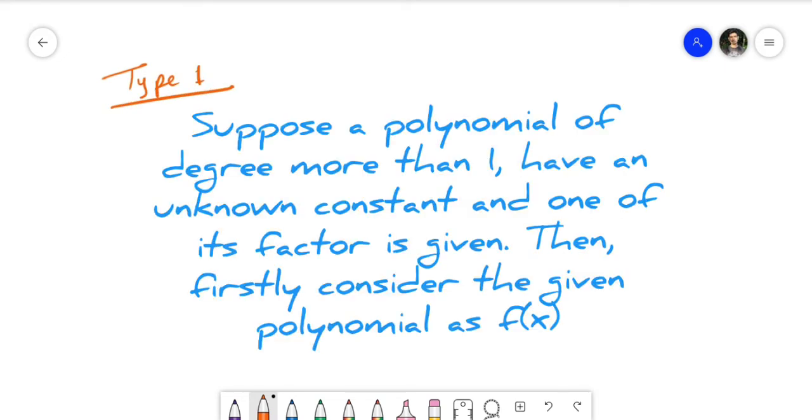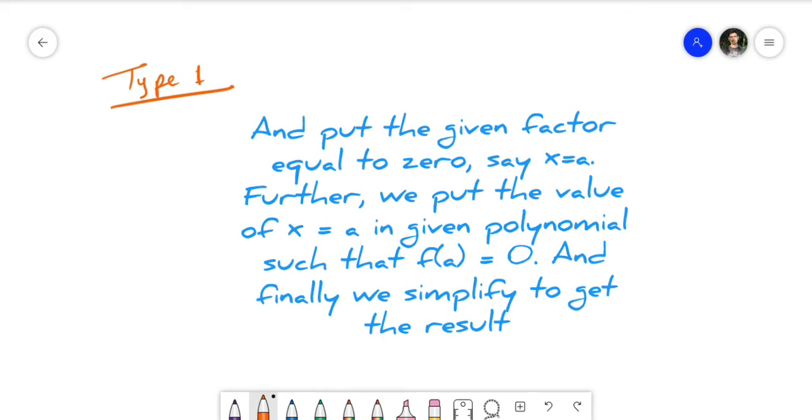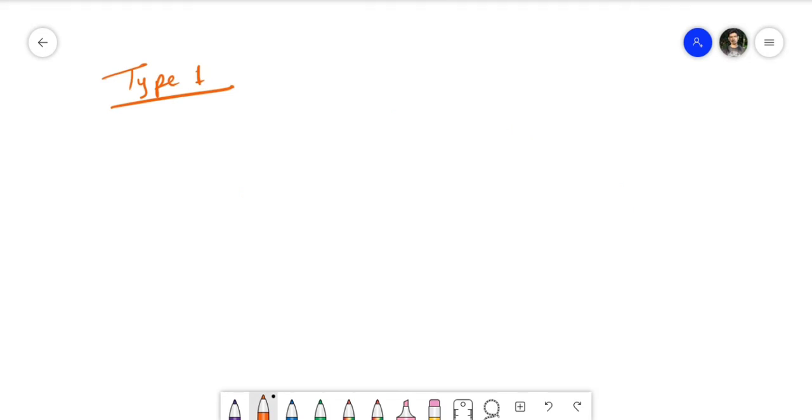Inside this, suppose a polynomial of degree more than 1 has an unknown constant and one of its factors is given. Firstly, consider the given polynomial as f(x) and put the given factor's value equal to 0, say x is equal to a. Further, we put x is equal to a in the given polynomial such that f(a) is equal to 0, and finally we simplify to get the result. We'll do a question on that so you can understand properly what exactly I'm saying.